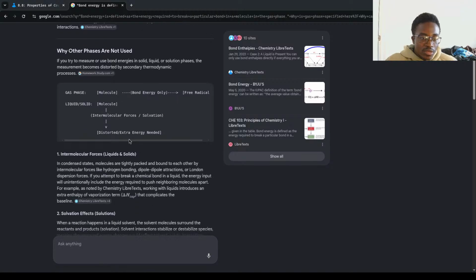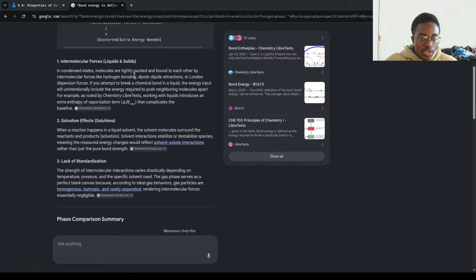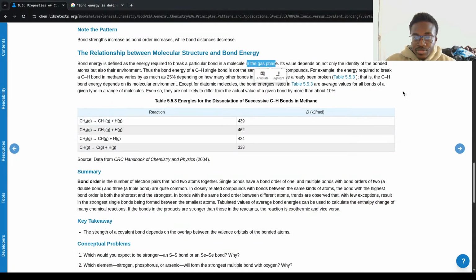In condensed states, molecules are tightly packed and bound to each other by intermolecular forces like hydrogen bonding. If you attempt to break this bond in a solid phase, not only are you trying to supply energy to break the bond itself, but you also have to supply energy to break the intermolecular bonds that are found in solids too. Right? Okay. That was the shortest rabbit hole ever.